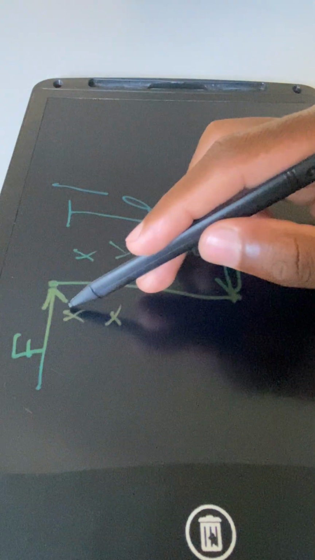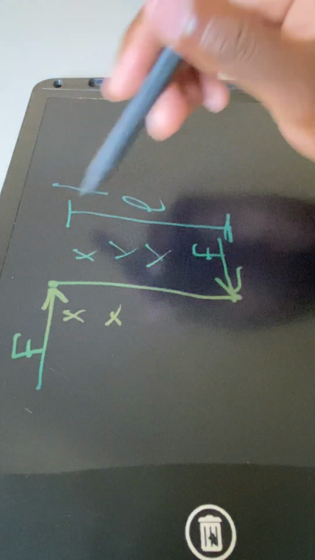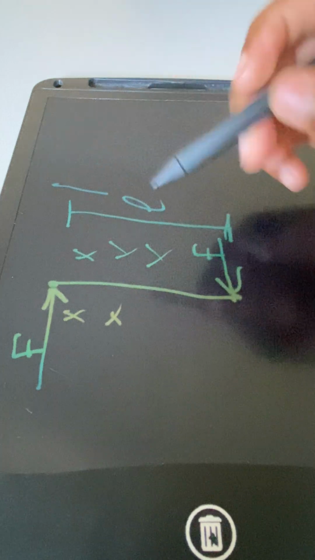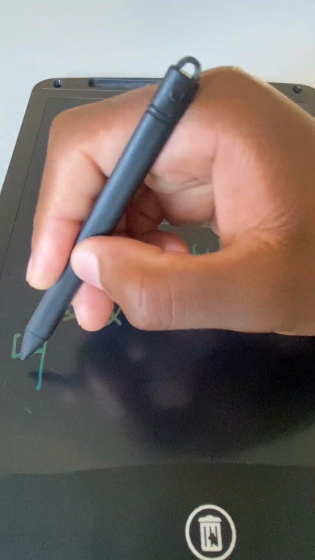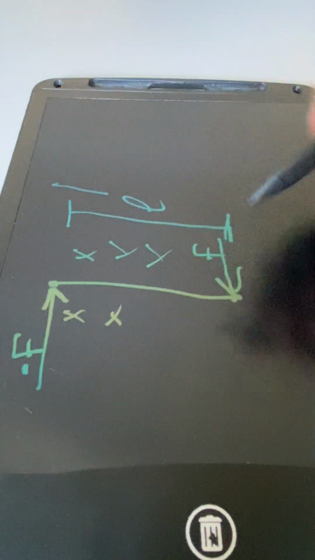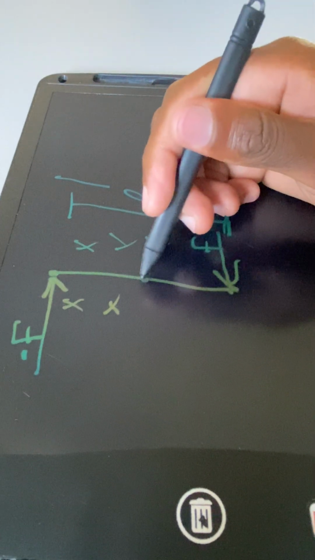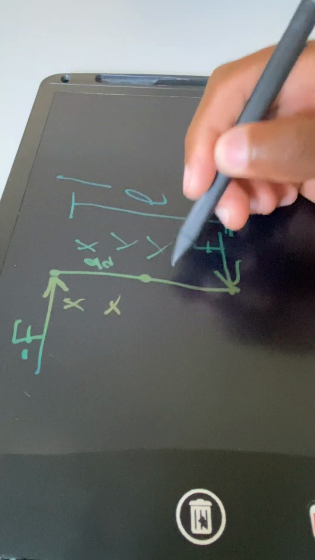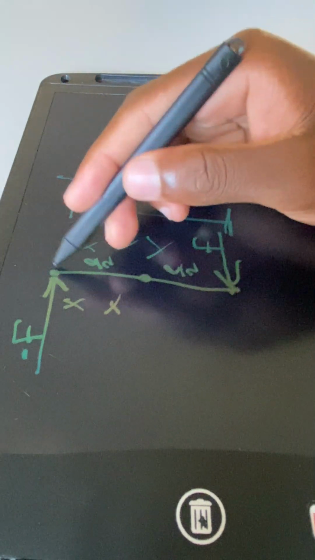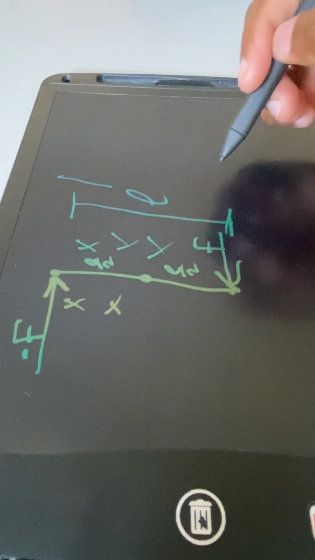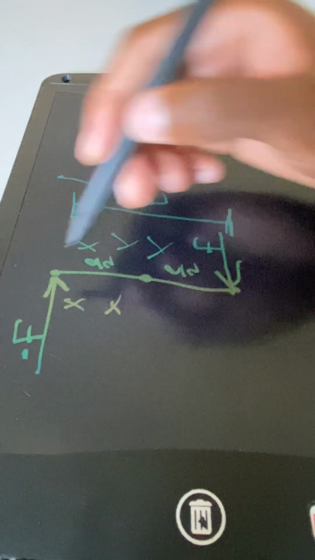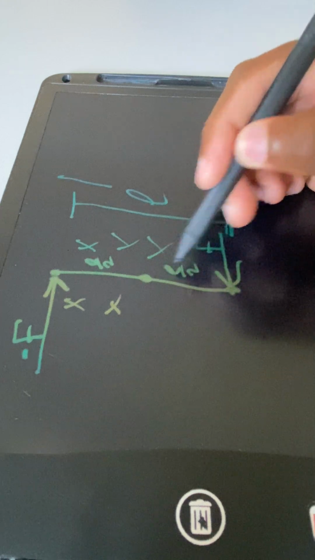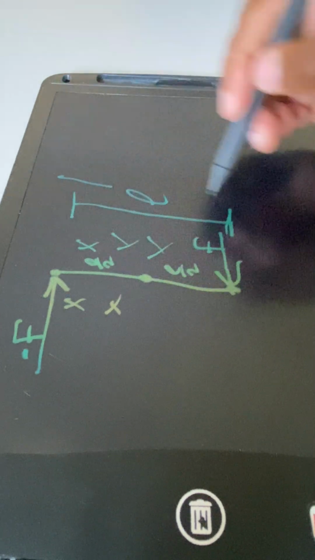Since we have the same uniform magnetic field acting in this region of the current carrying conductor, the magnitude of the force is going to be the same. If we know this as the center, this is L over 2, which means half of the total length of the wire. From here to here is half of the total length, because we know the total length is L.